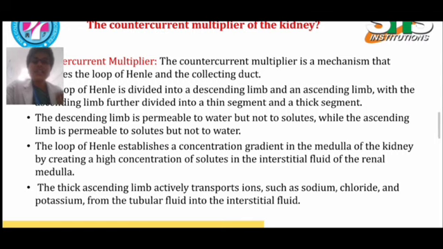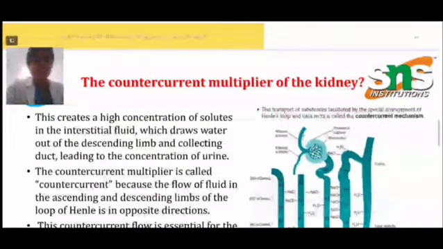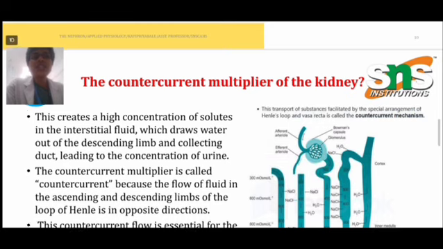The thick ascending limb actively transports ions such as sodium, chloride, and potassium from the tubular fluid into the interstitial fluid. This creates a high concentration of solutes like ammonium, sodium, and ions in the interstitial fluid, which draws water out of the descending limb and collecting duct, leading to concentration of urine.